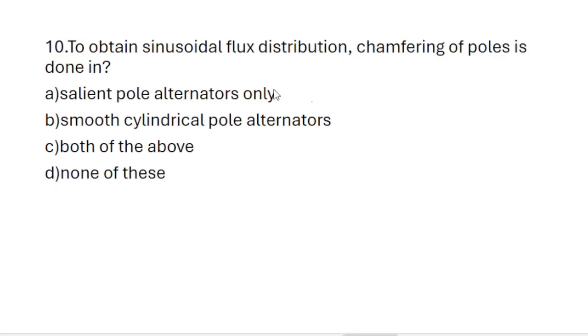Next question: to obtain sinusoidal flux distribution, chamfering of poles is done in. Options are: salient pole alternators only; option B, smooth cylindrical pole alternators only; option C, both of the above; option D, none of these above. Here answer is: to obtain sinusoidal flux distribution, chamfering of poles is done in salient pole alternators only. Option A is the correct one here.